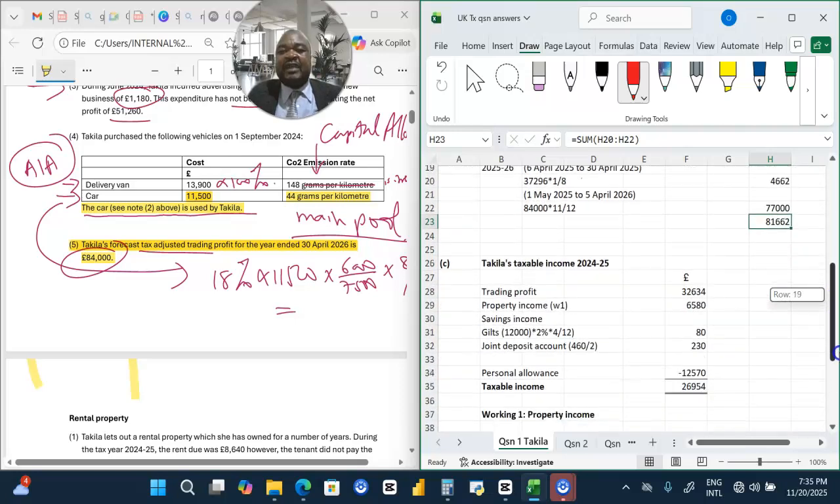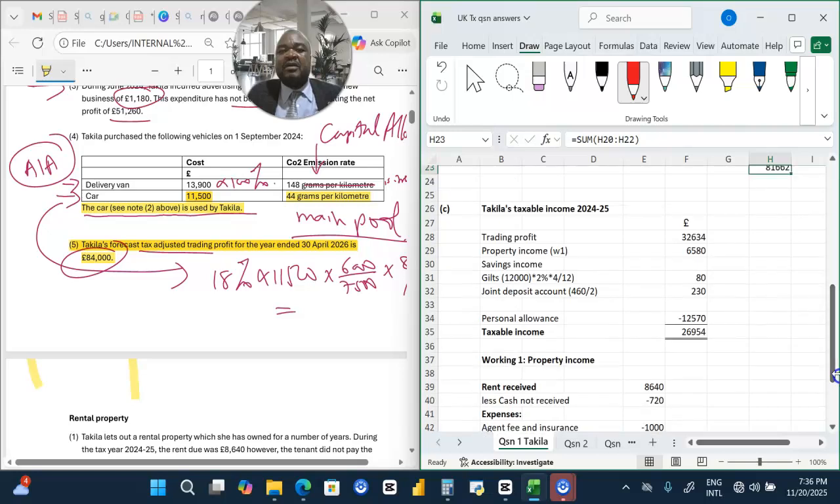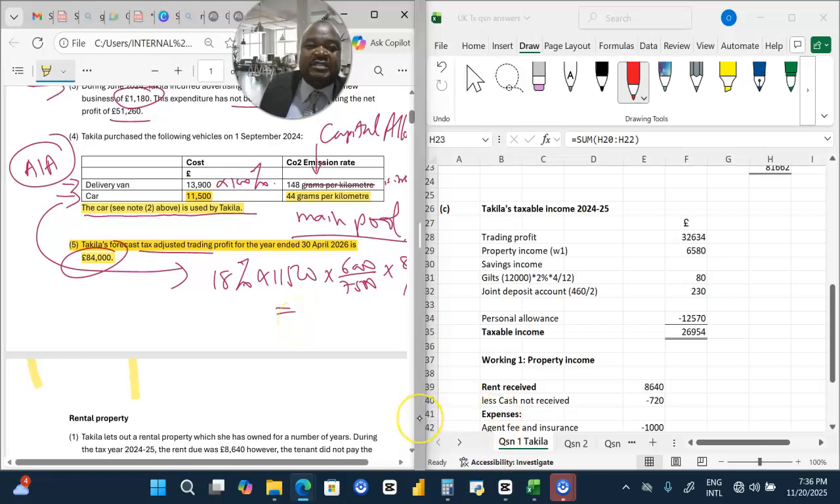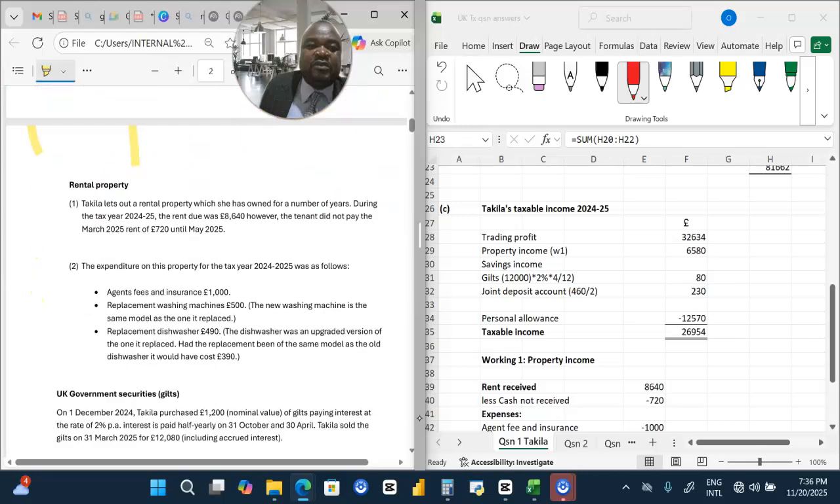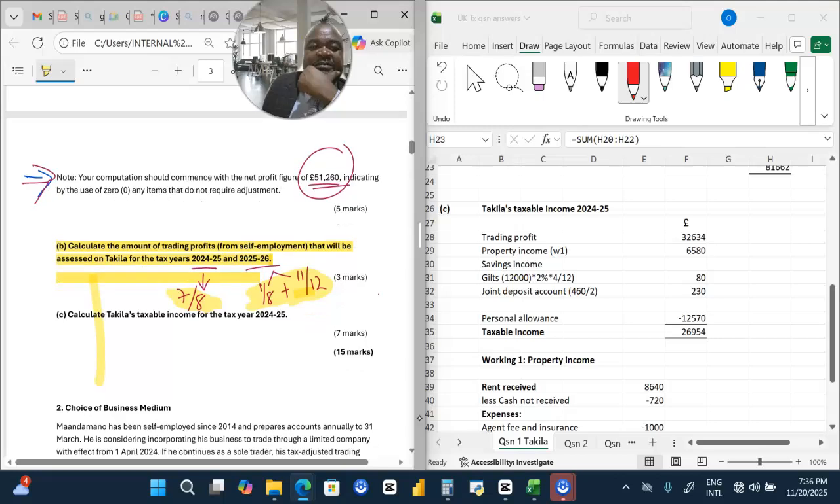Okay, that's great. Now, all right, so that's the last part, part C. Let us see what C was all about. Part C is the most common one. Calculate Tequila's taxable income for the tax year 2024-2025.